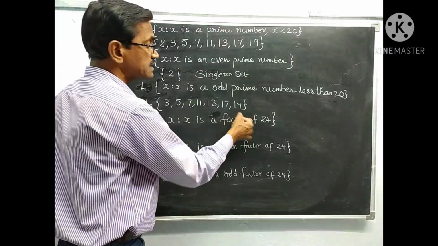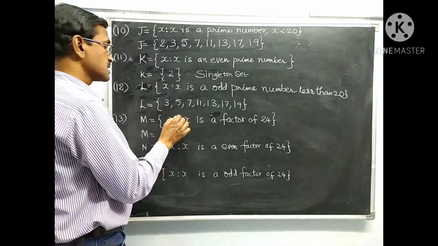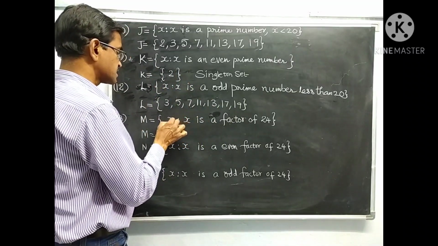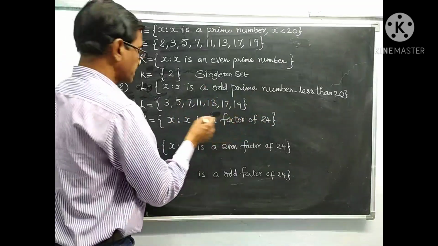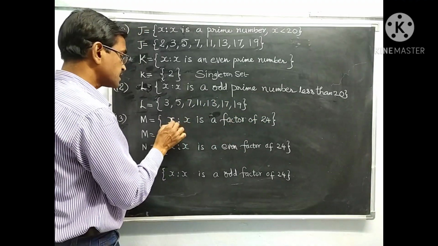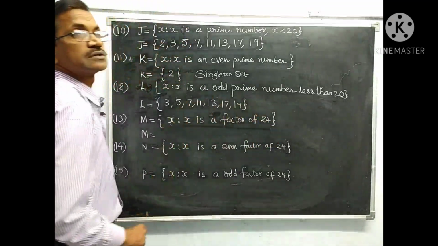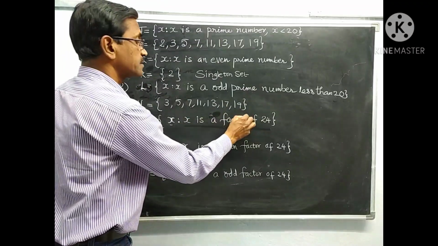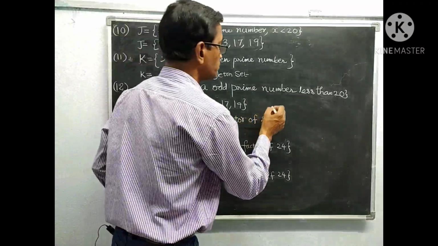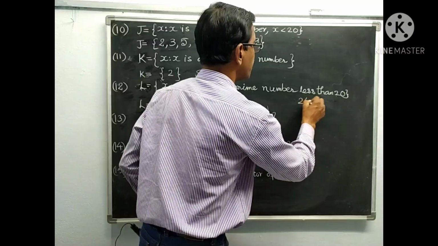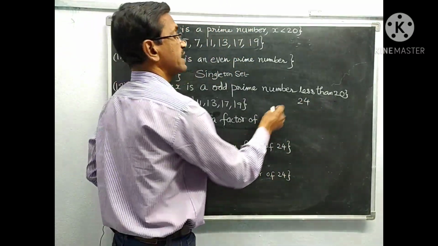We should not write factors here, only factor of 24, because all the elements of the set represented by x have this property. So that's why we have to write only factor. Let us see how to write the factors. We know how to find factors.